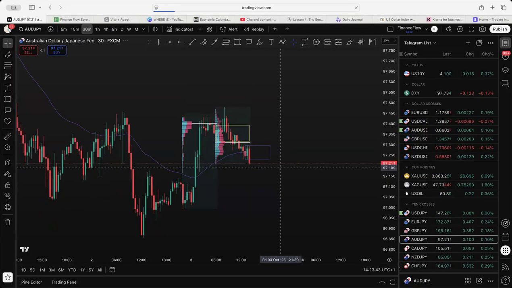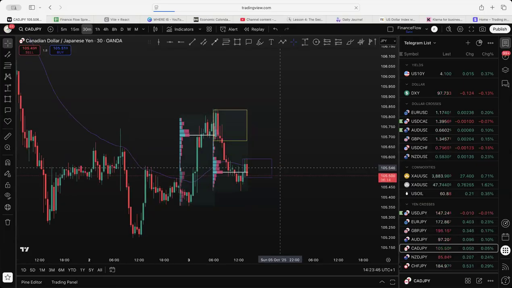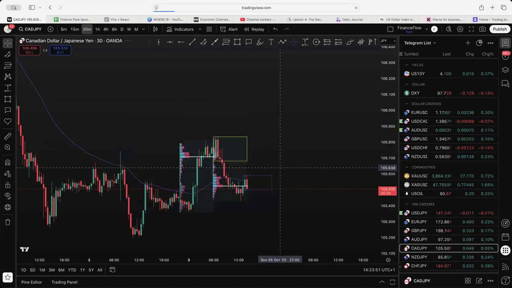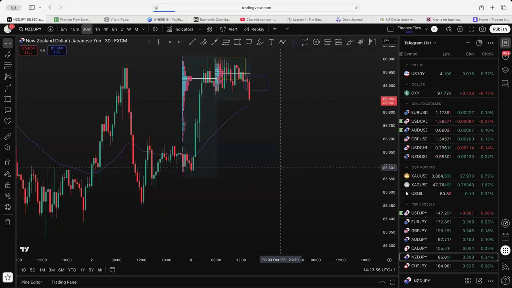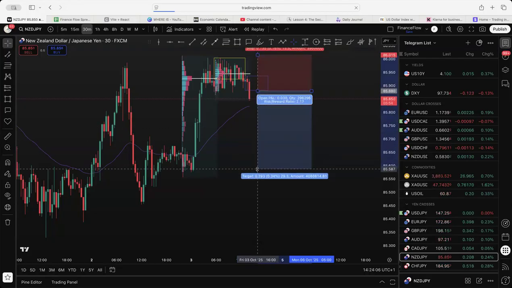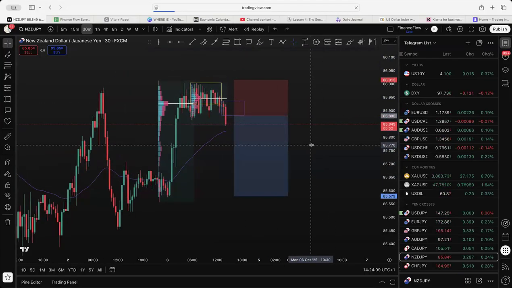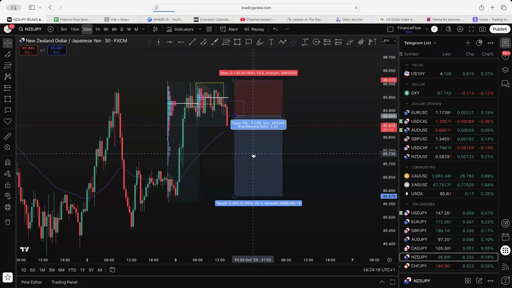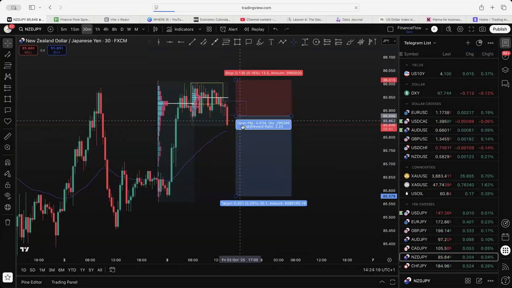Probably not much else. Yen wise, Aussie, I'm not going to be that interested in because we're technically going against trend. CAD, same thing. NZD, I mean, that's broken out an absolute treat here. So I'm not going to take it, but there's a potential setup here. But I'd want to see this break and stay down here, and then I'd want to see it come back up and retest, and then have this continuation.